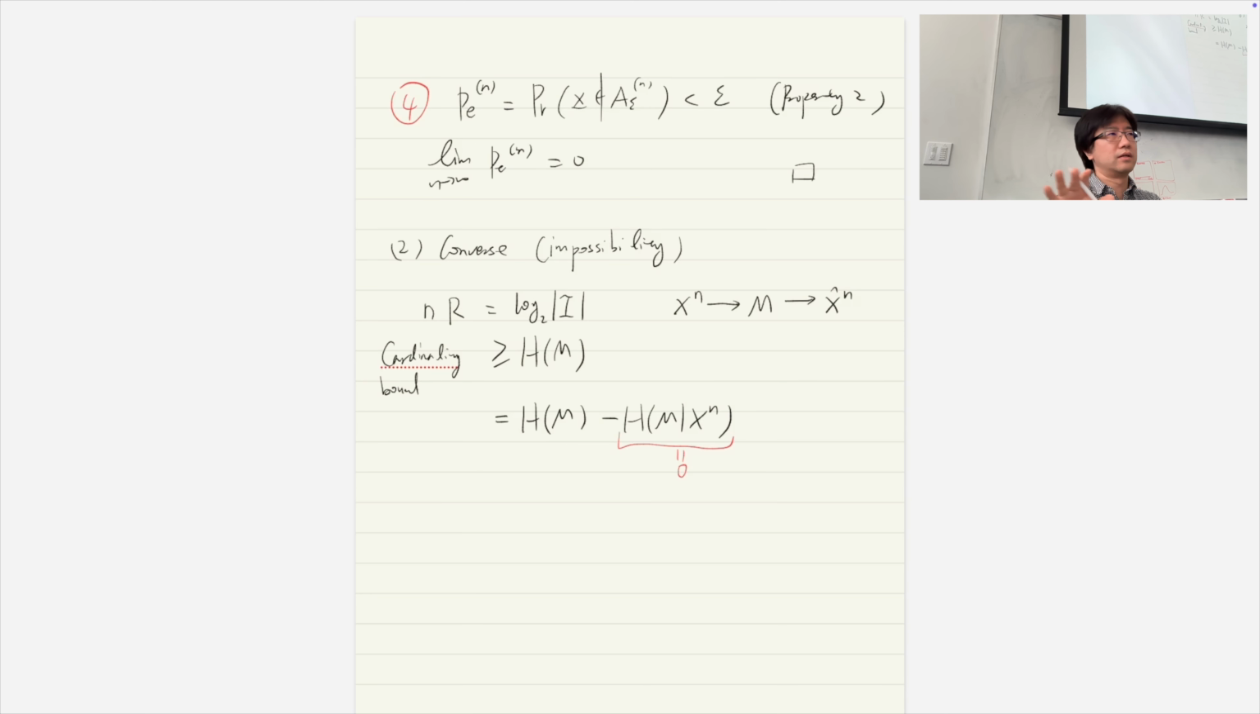You can see, so does anyone recognize this? So what is that? Very good, the mutual information. Mutual information between M and X. Okay, so that is very important. For the converse proof, we always want mutual information. So this is the way to create mutual information. We always do that.